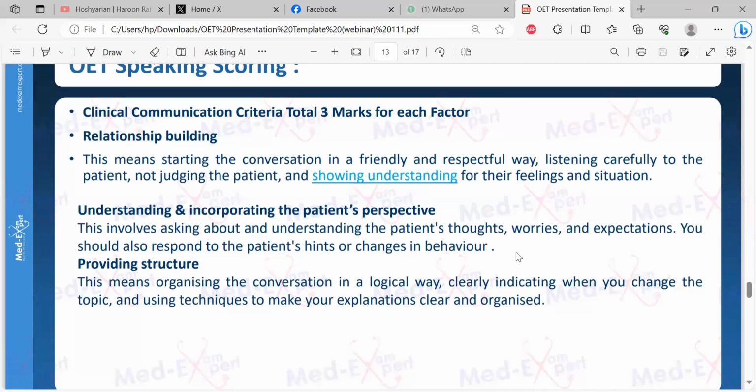First thing is relationship building. It must be a very effective way of communication between you and your patient. Then there is the patient perspective. This involves asking about and understanding the patient's thoughts, worries, and expectations.